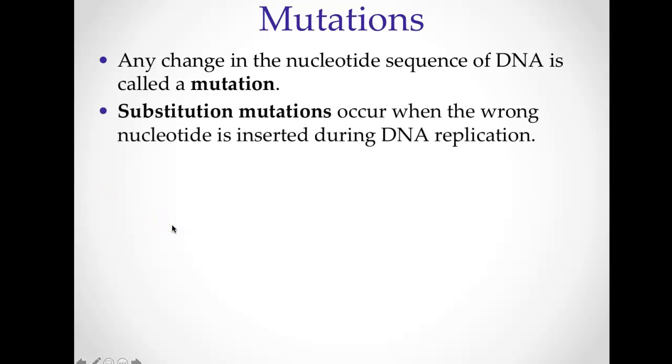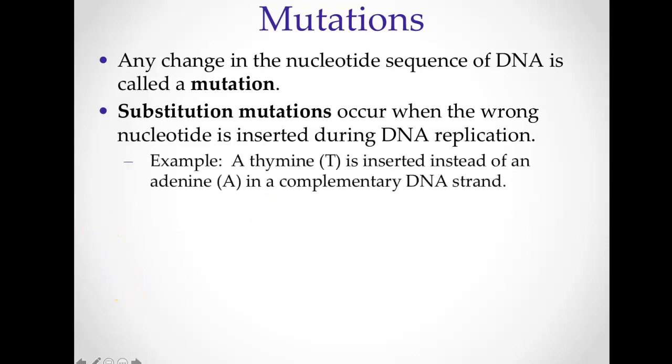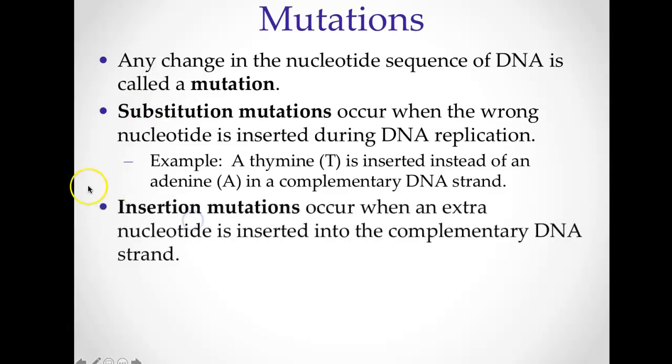So any change in the nucleotide sequence of DNA is called a mutation. And so we have different types of mutations. A substitution mutation is going to occur when the wrong nucleotide is inserted for another one. So one nucleotide is substituted for another one. So let's say T is put in instead of A, or G is put in instead of C, something like that. That's going to be a substitution mutation.